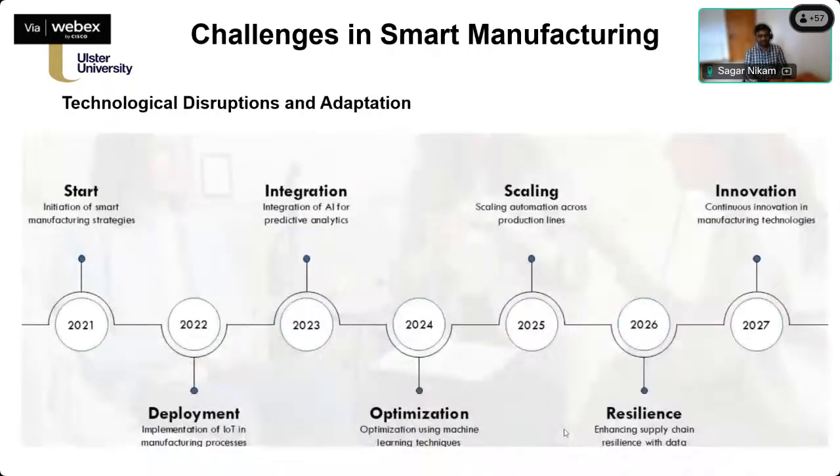The next challenge is technology and its adoption. Although we are talking about technological disruption, smart manufacturing is not new; it has been around for many years. It is scaling at a high level, but the pace at which it is scaling is still very low. Thinking about smart manufacturing started back in 2021. Then there were deployments. IoT was studied before, I remember 2014 or 2015, but it actually got deployed in 2022.